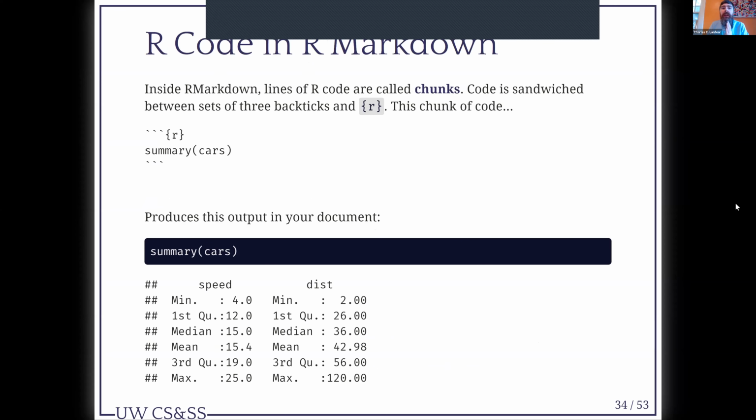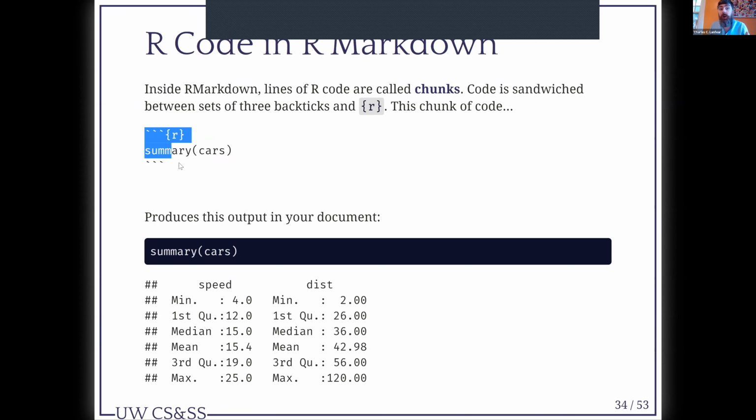Okay. Next, R code and R Markdown. Like I said before, inside R Markdown, lines of R code go in these things called chunks. A chunk is just 3 backticks, squiggly brackets with an R in it, and then some R code here. You can dress these up and add additional options like I showed with echo equals false, but a basic R chunk basically looks like this. Some backticks, some piece of R code, and something here.